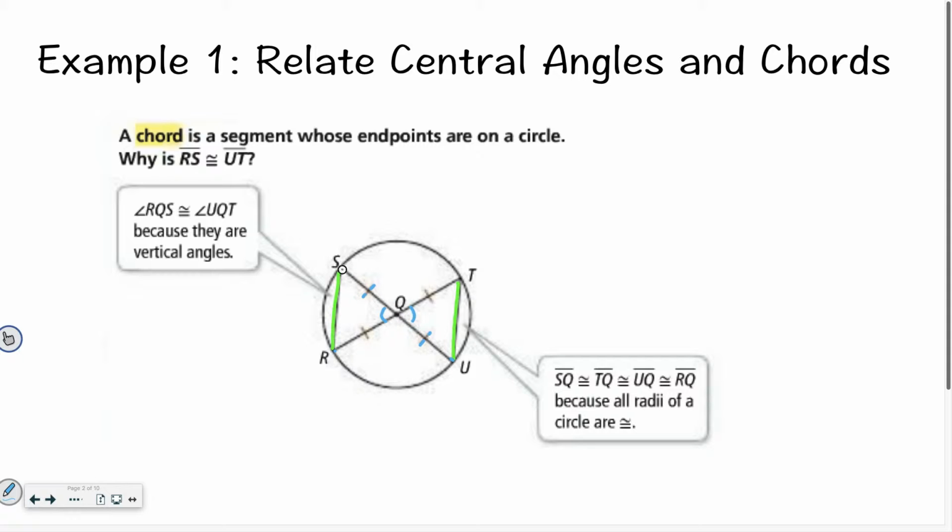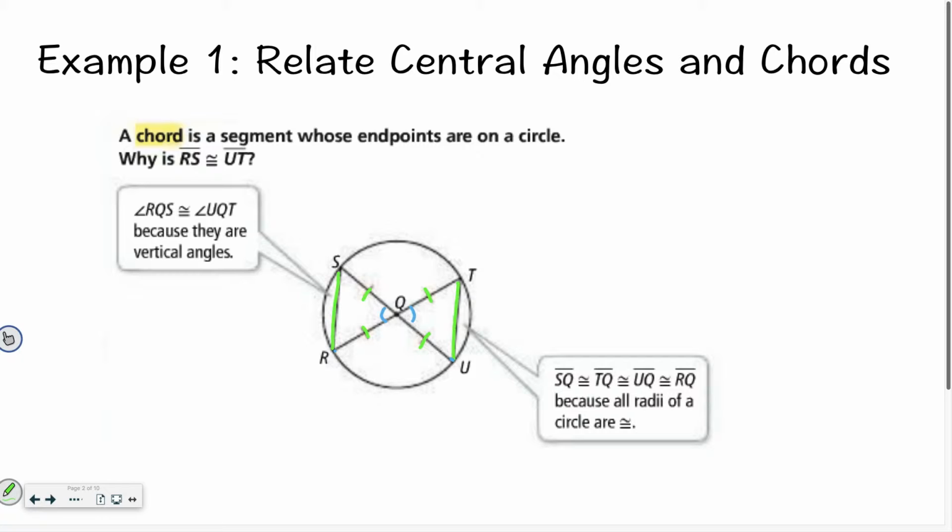Sometimes they'll give you pictures where you don't actually have the diameter. Like you'll have a circle and then you'll have something like this. In that case, those are not vertical angles, because in order for it to be a vertical angle, you would have to have something like that, okay? So in this case, we do have vertical angles because SU and RT are both diameters.